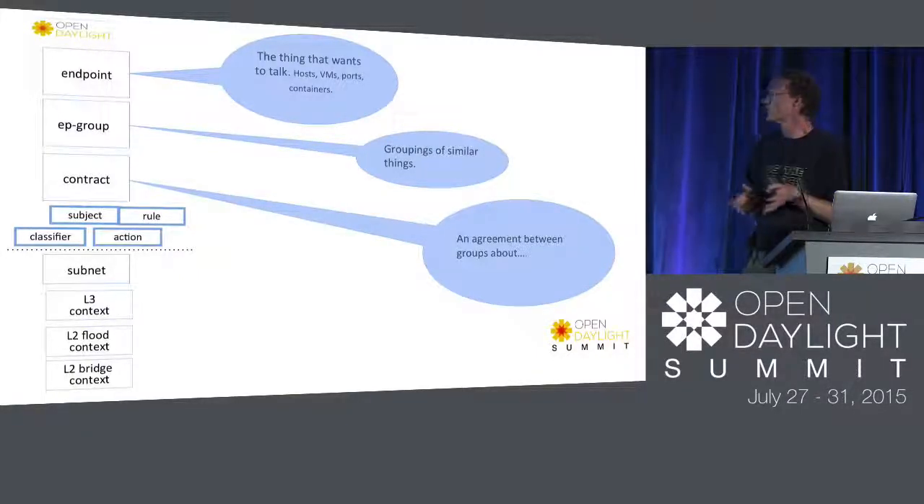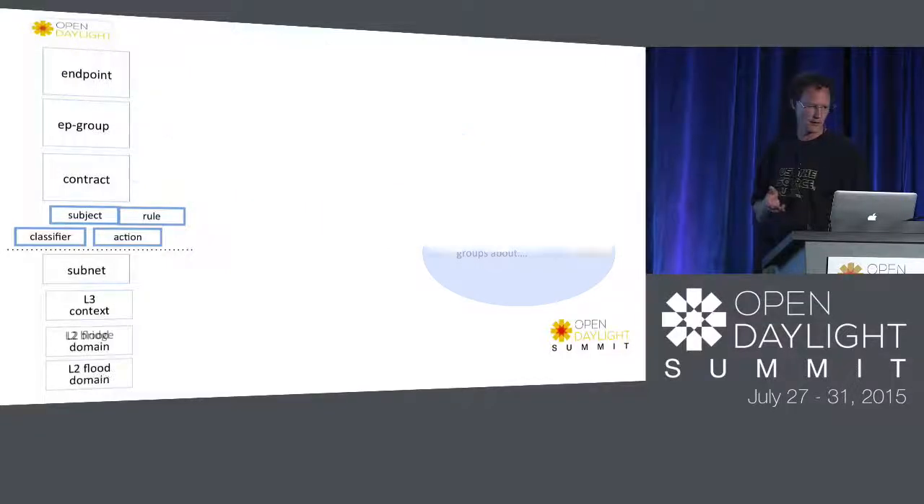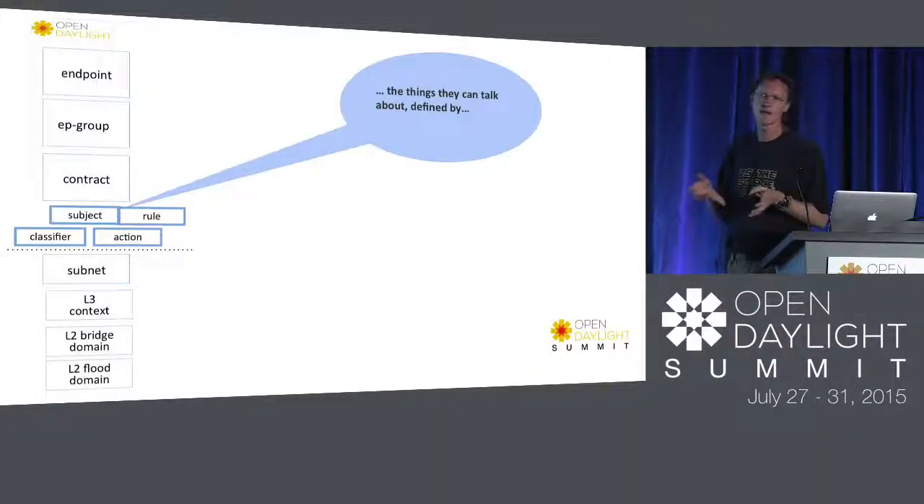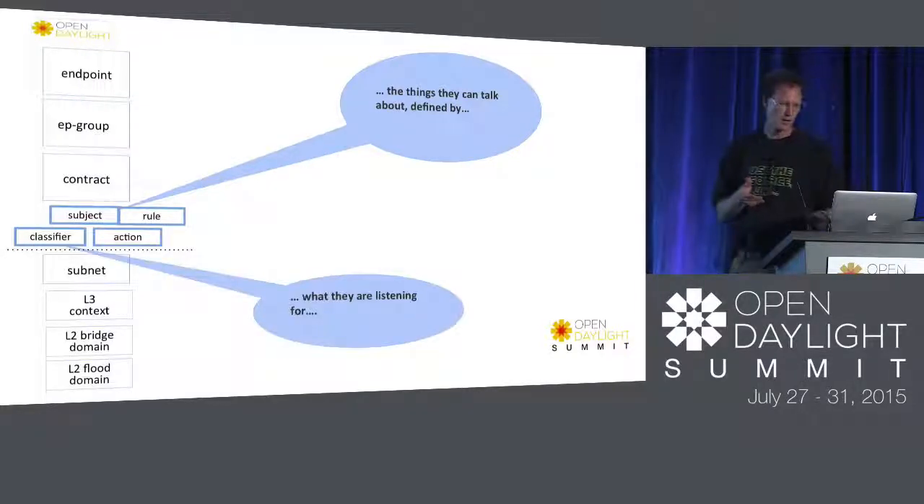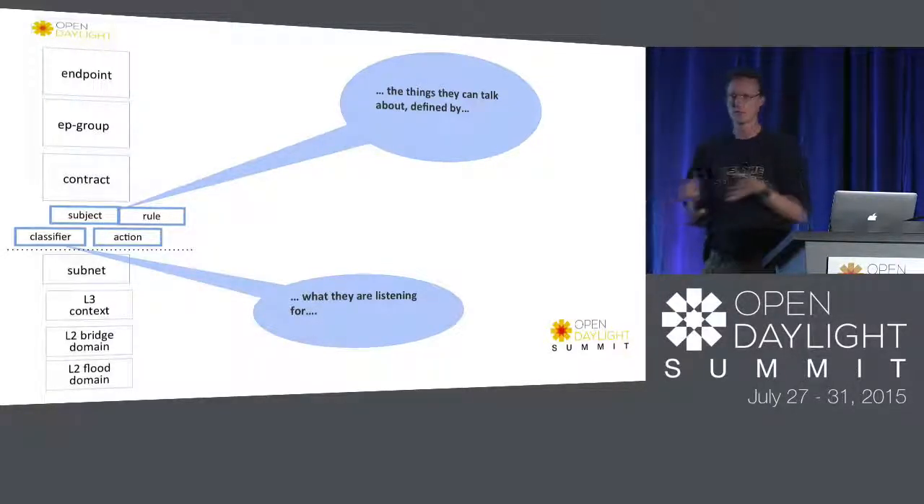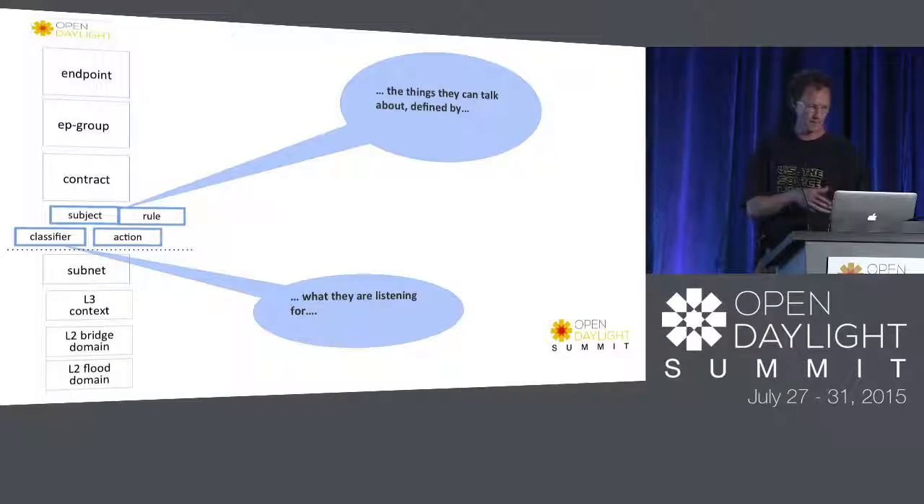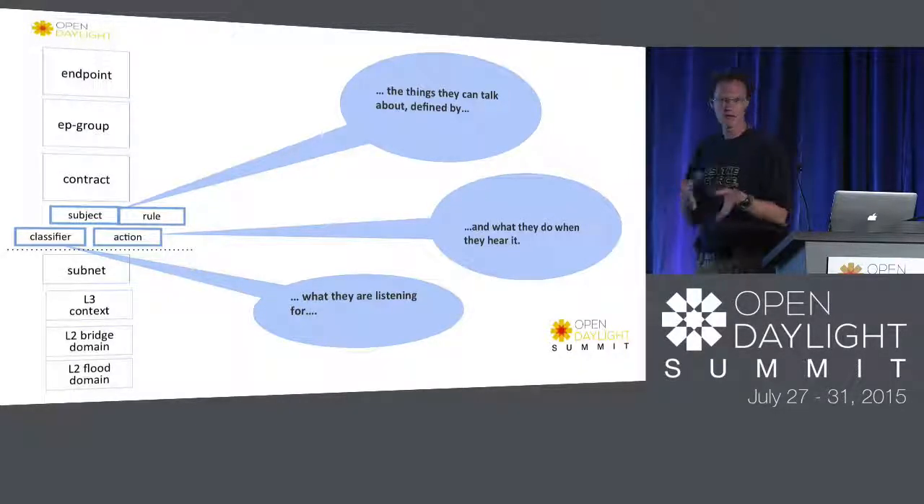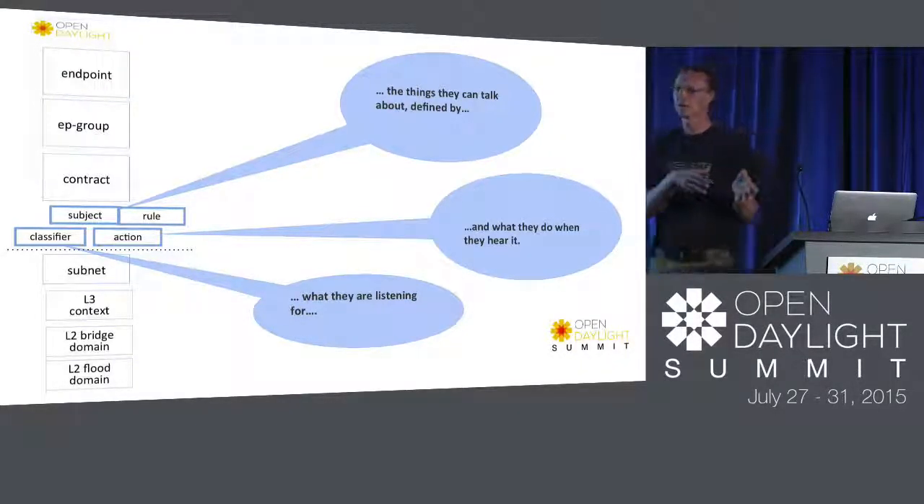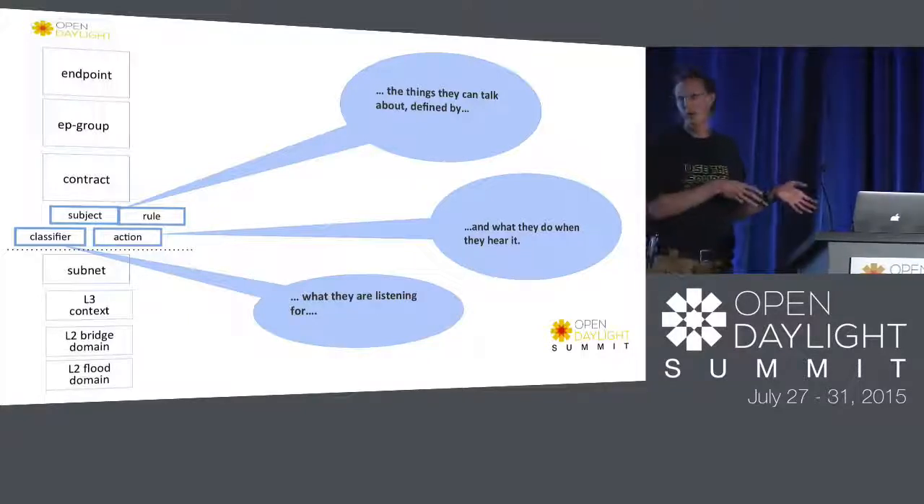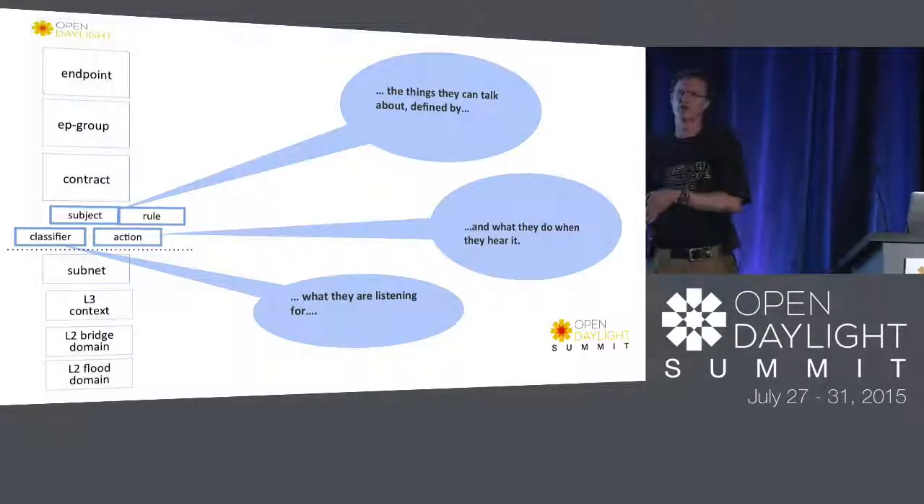And a contract is an agreement between these groups about the things they can talk about, which we call a subject, which is defined by what they are listening for, right, which we put into a classifier, and what they do when they hear that thing. So subjects, what can we talk about? Classifiers, how do I know when I've heard it? Action, what do I do when I hear it?